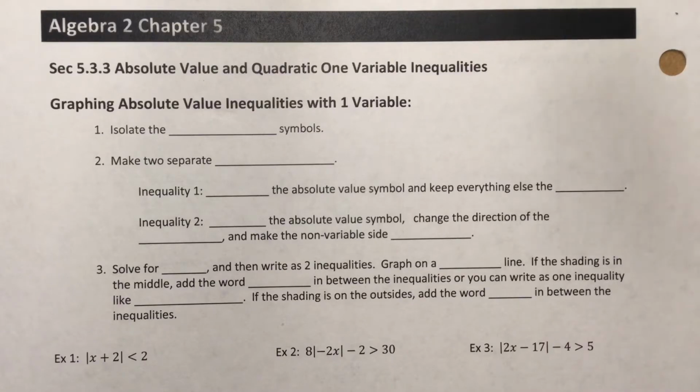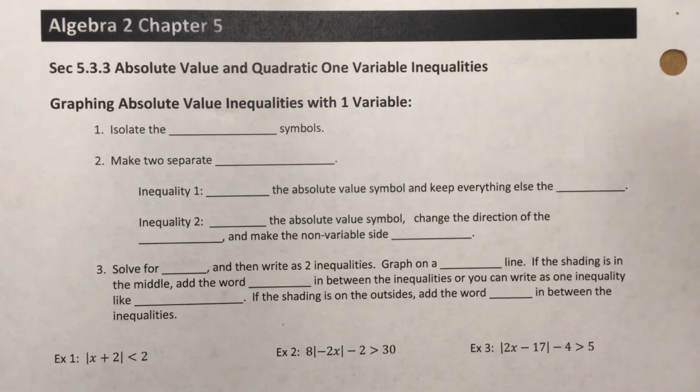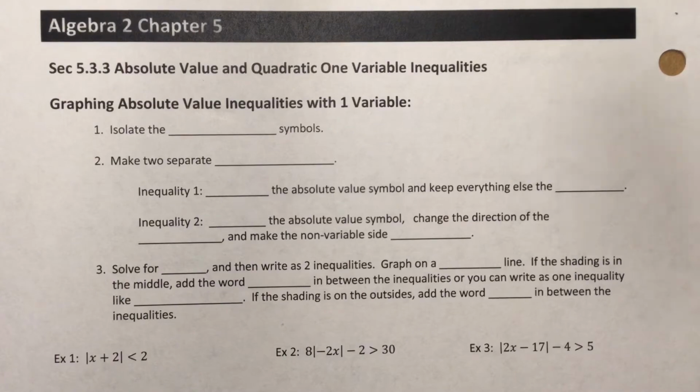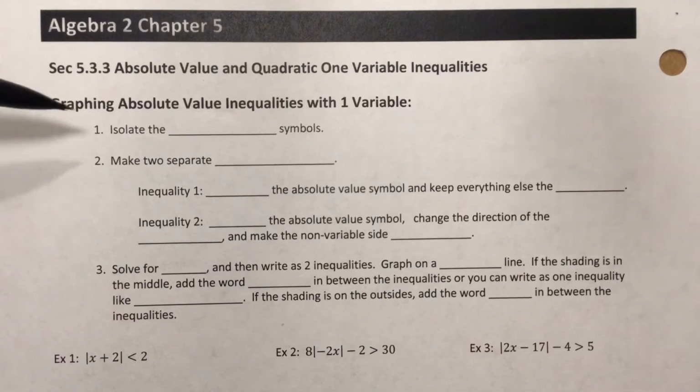All right, we're into one of the last sections of the chapter, and today we're looking at absolute value and quadratic one variable inequalities. So the nice thing about these is they are very similar to the quadratic and absolute value equations we did in the beginning of this chapter, but there's a few slight differences. All right, so your first step is the same as if it was an equation.